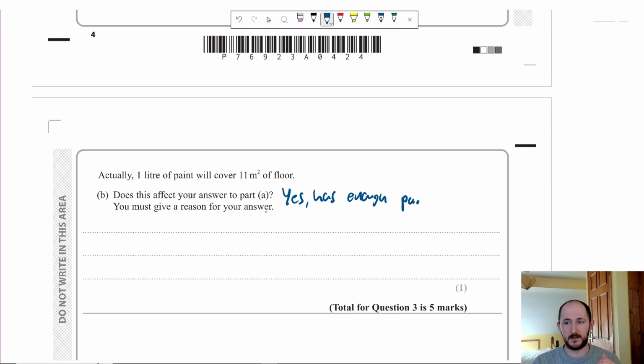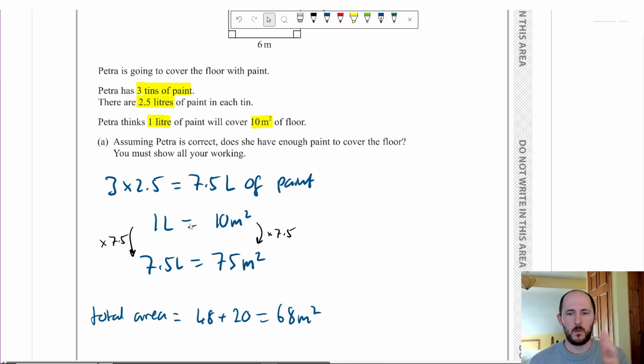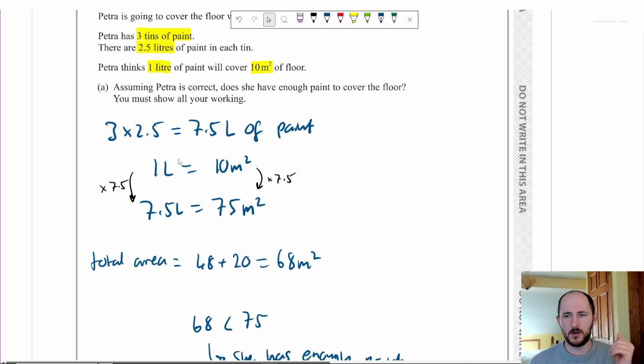That's what they're asking. They're not asking for any of the numbers. They're asking, is the answer different? The answer being yes in this case. So, if 1 litre covers 11 square metres, where did we use that? Well, we used that over here. We said 1 litre equals 10 square metres, so now it would be 11.